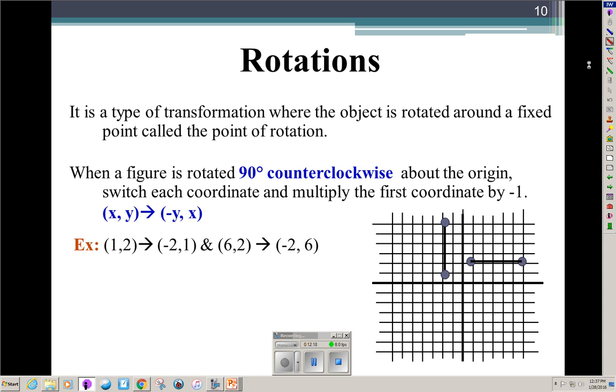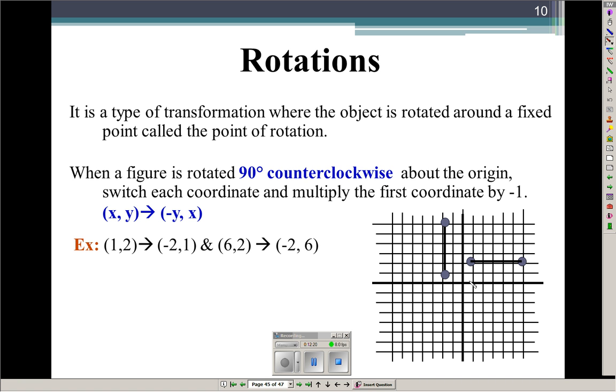Likewise, point 6, 2 is 6 right, 2 up. Now turn your head 90 degrees counterclockwise from the origin, go 6 right, 2 up, and there's that point. Turn your head in the direction of the rotation and redraw based on your new orientation.